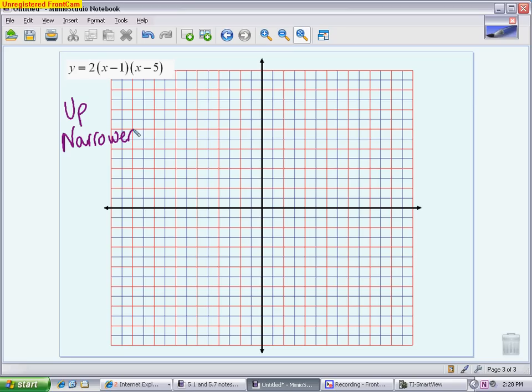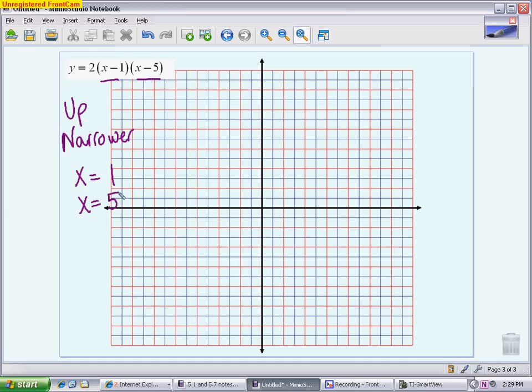This is a little different. Instead of getting the vertex right away, what you're going to get instead is the intercepts, or where it crosses the x-axis. And that is going to come from these two factors. You find the solutions of the factors, just like we did in the factoring chapter. The solution for the first one is what makes x minus 1 equal 0, and that's when x equals 1. The solution of the second factor is what makes x minus 5 equal 0, and that's x equals 5.